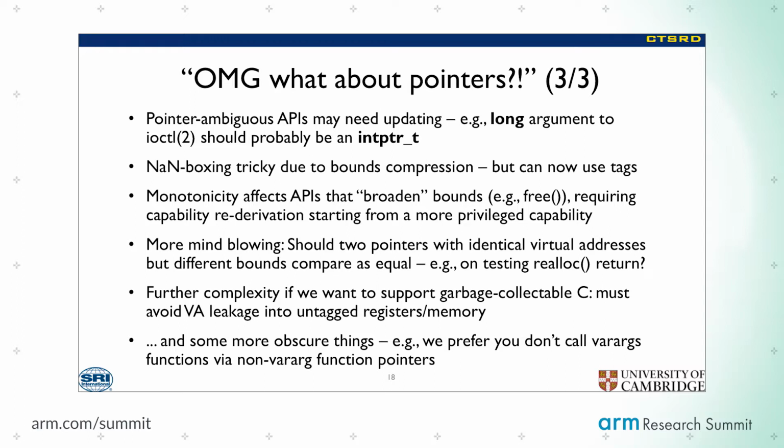And then we find these interesting things such as monotonicity changing the semantics of APIs. So you may not think of free as being non-monotonic, but when you free something, you return it to the memory allocator. It has to go find the metadata. And the usual place to store it is just outside the bounds of the memory allocation. So we generally encourage re-derivation of capabilities there. So our jemalloc is slightly tweaked to know how to do that.